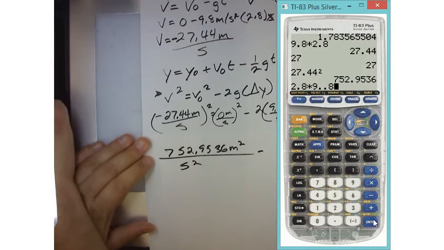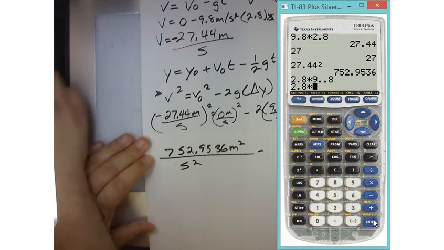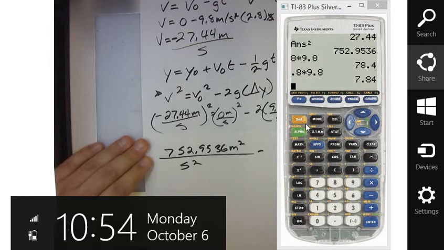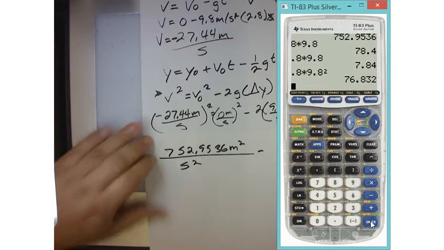times 9.8. We already know what that is. Whoops. 2.8 times 9.8. That's the 27 thing, right? Isn't that weird? Oh wait, but it's 9.8 squared, right? So let's do that again. So we're going to say second entry, and then I'm going to square this. I'm going to hit enter.